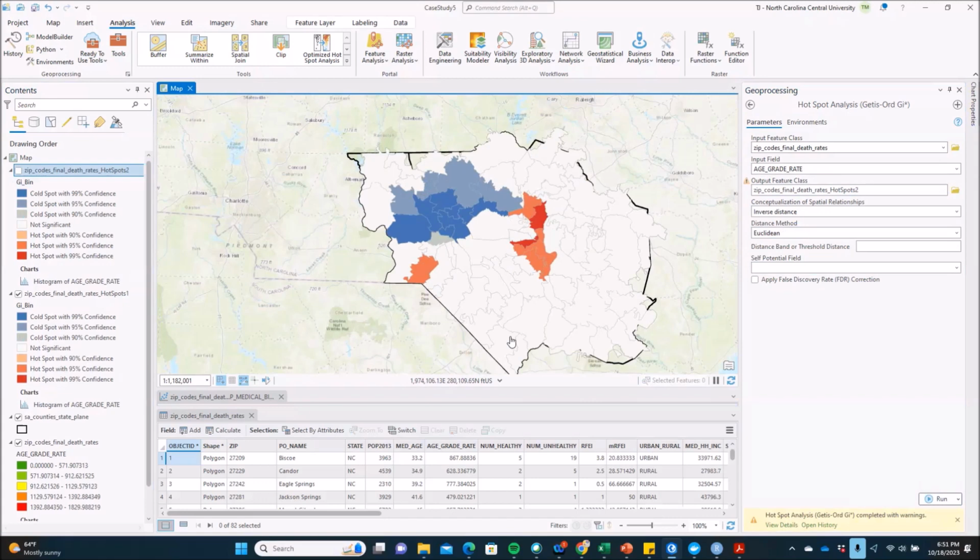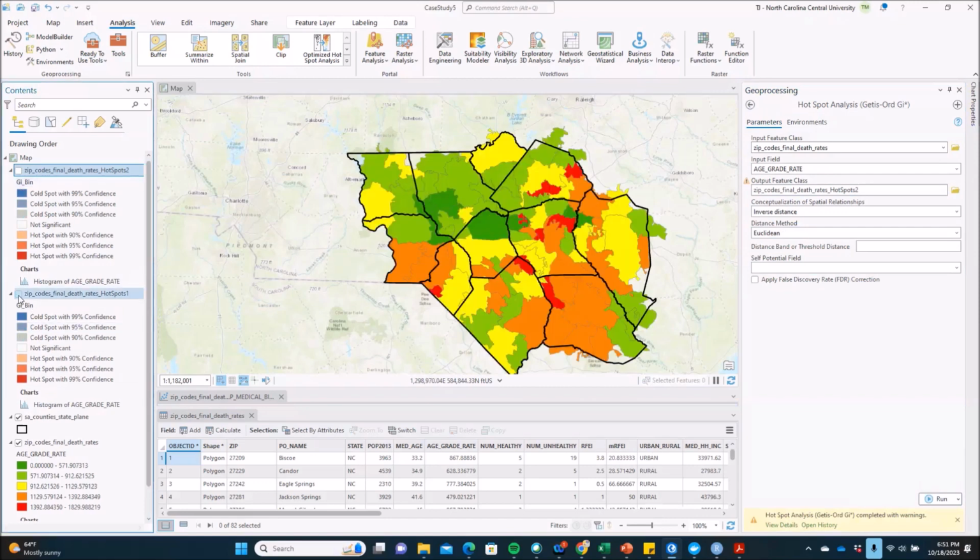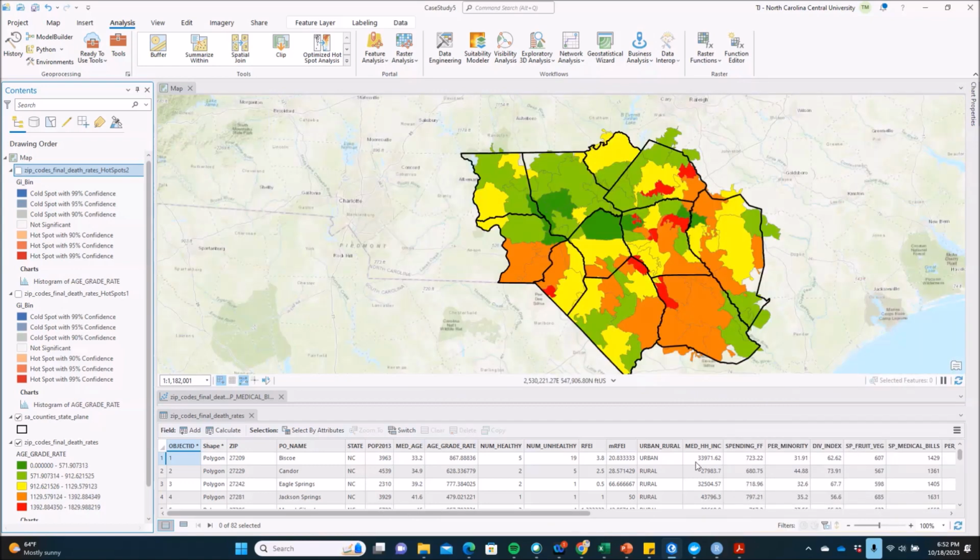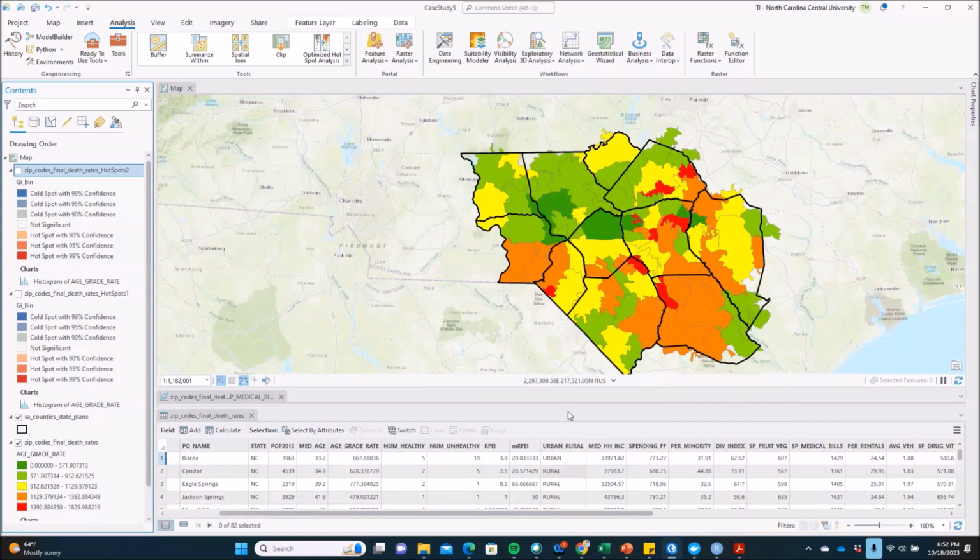So basically what I did for my research was I put all the hot spots together, looked at the BMI rates in the hot spots versus the BMI rates in the cold spots, and extracted those out and found no statistical difference.